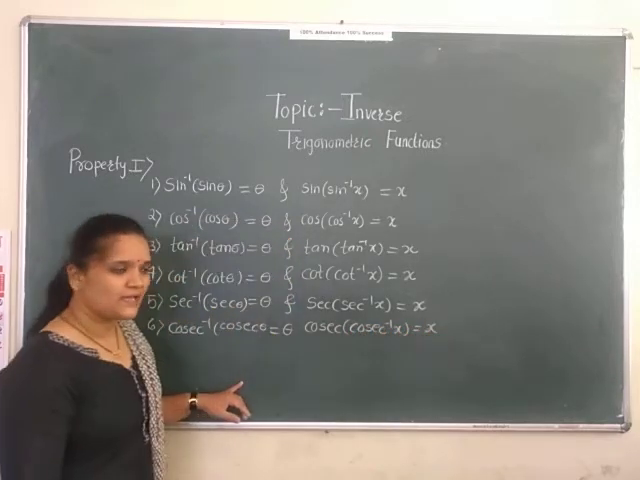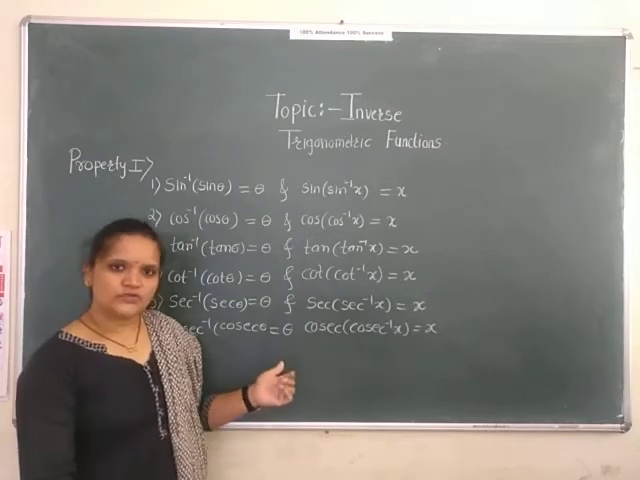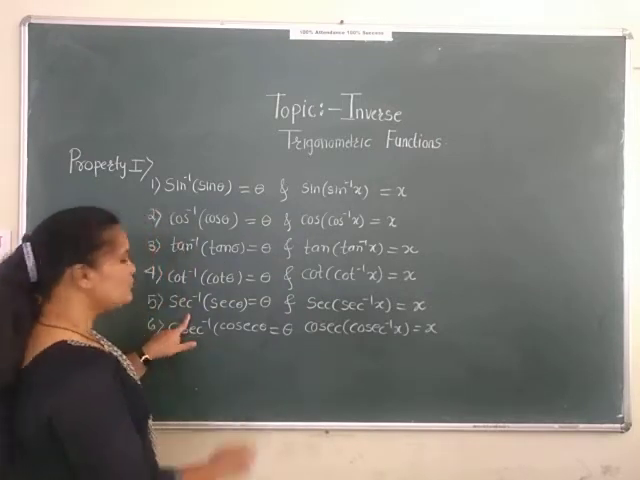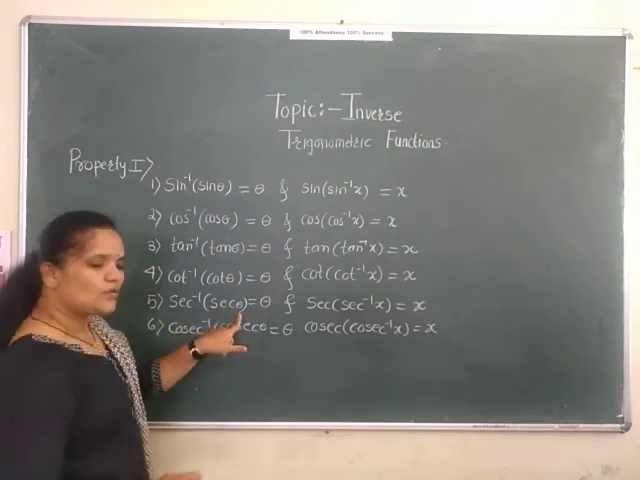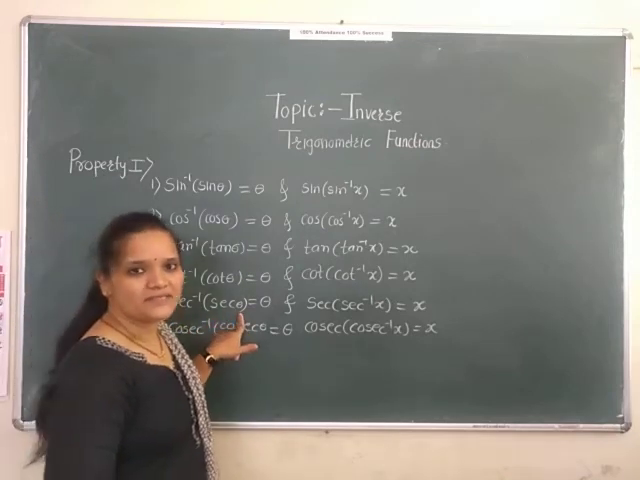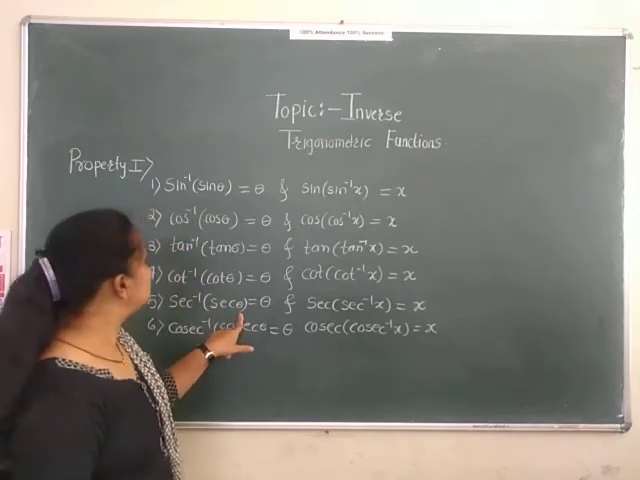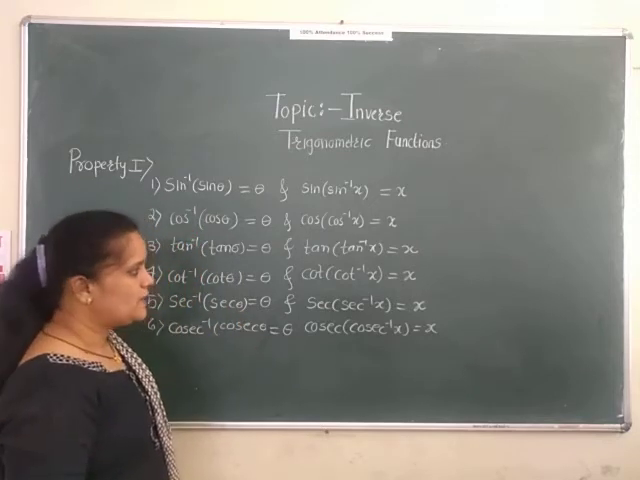What we should remember here is that if there is an inverse and the same function, then they get cancelled and only the theta term remains. In this way we have studied property 1. Write down this.